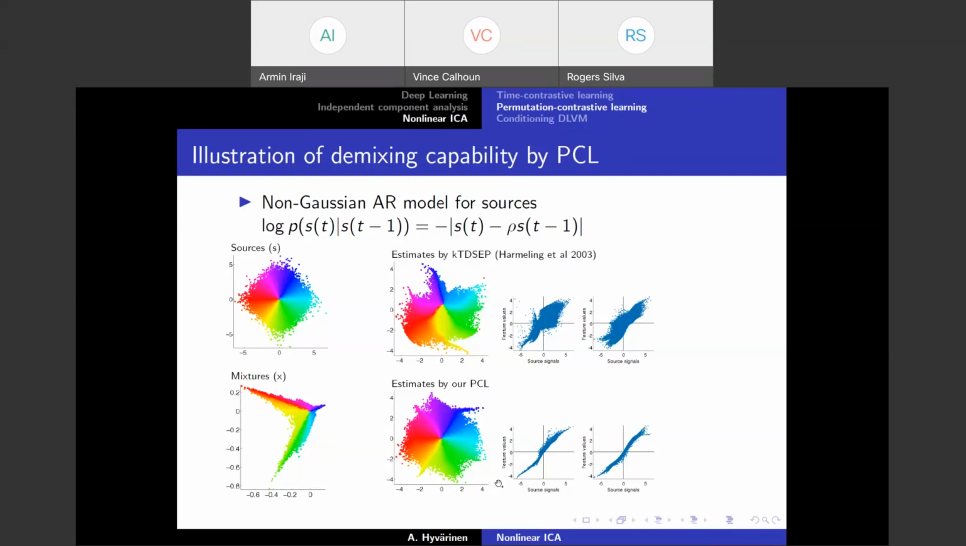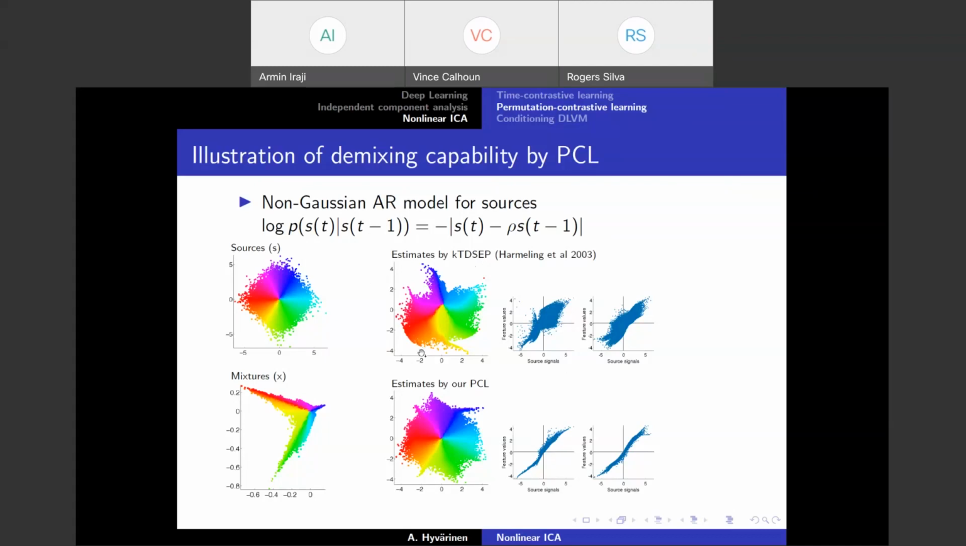I also showed scatter plots between the true sources and their estimates, and it's quite a good correspondence. Now, for comparison, we use this method by Harmeling and others, which was the first paper trying to do something like this, trying to find independent components based on autocorrelations, and it doesn't work well at all.